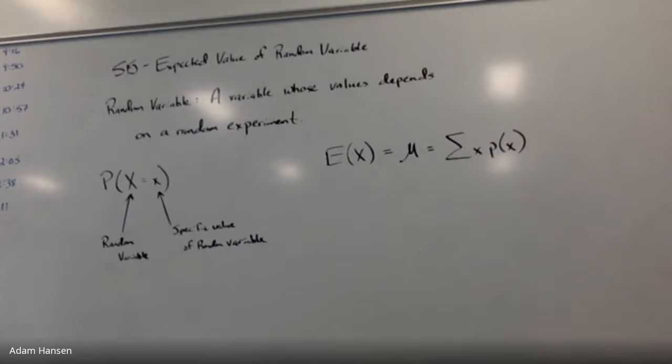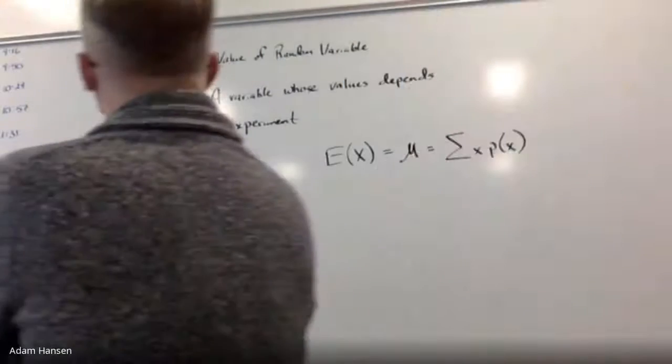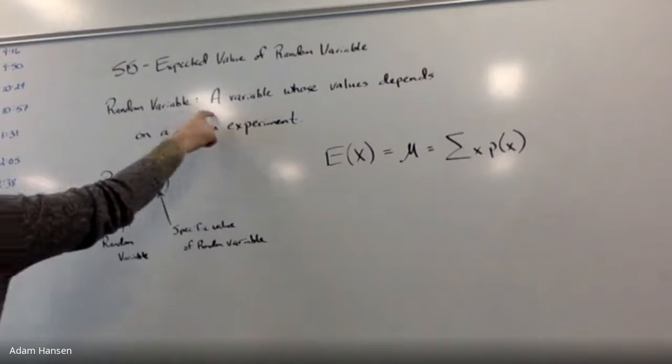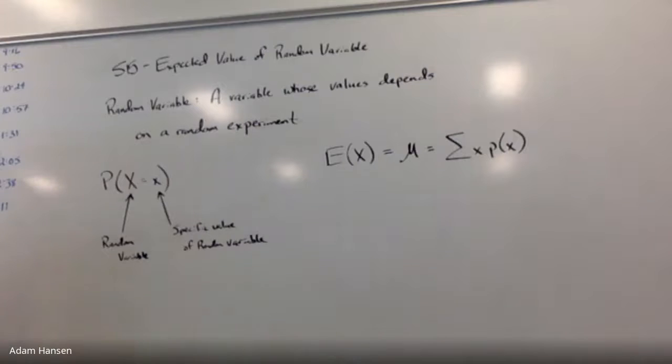Standard 15 in Unit 4 focuses on what's called the expected value, calculating the expected or average value of a random variable. We'll be looking at the average and standard deviation of the values of a random variable here in S15. A random variable is a variable whose values depend on a random experiment. A random variable takes on any values of a random experiment.